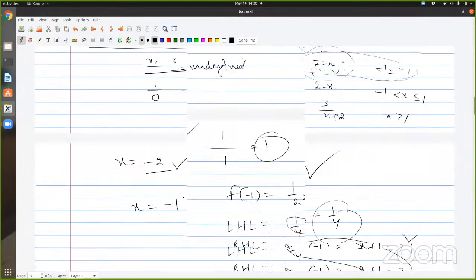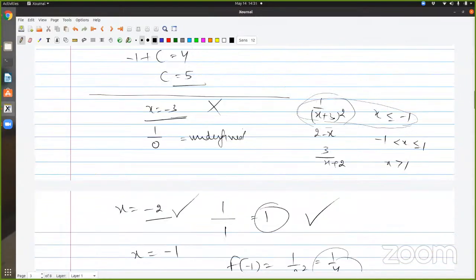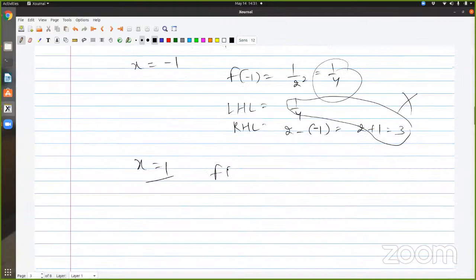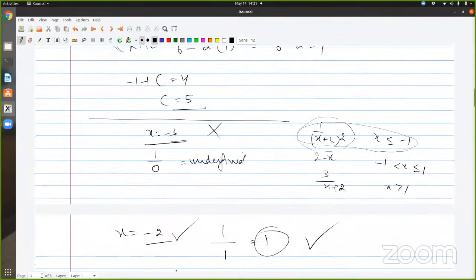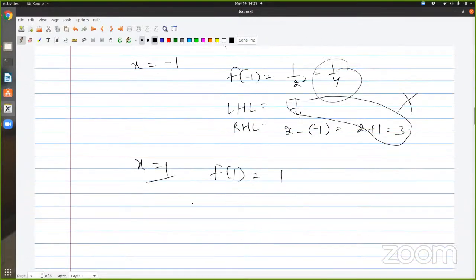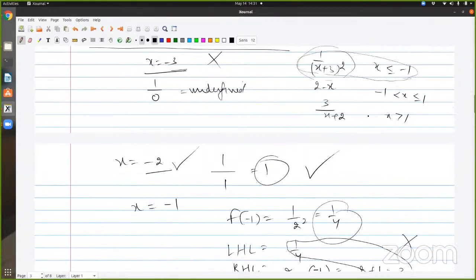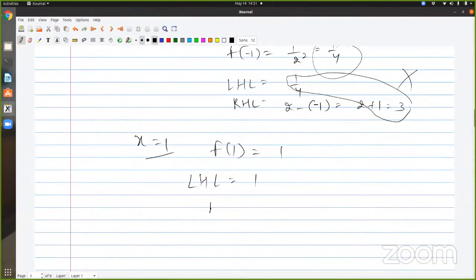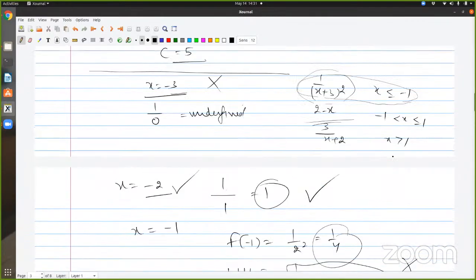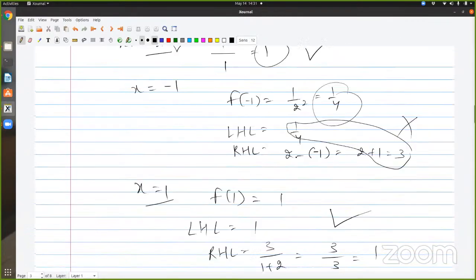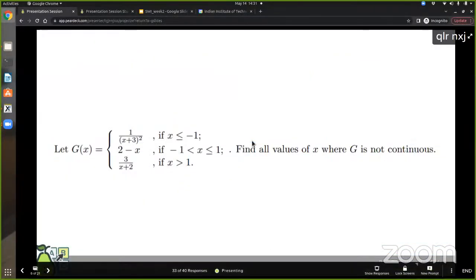Next is x is equal to 1. For x is equal to 1, this equation. So f of 1 is 2 minus 1, that is 1. Left hand limit, x less than 1, the same equation will hold. Right hand limit, 3 by x plus 2, that is 3 by 3, that is 1. So all three things are the same, so the function is continuous. So the points of non-continuity are x equal to -3 and -1. I hope you did the same way.